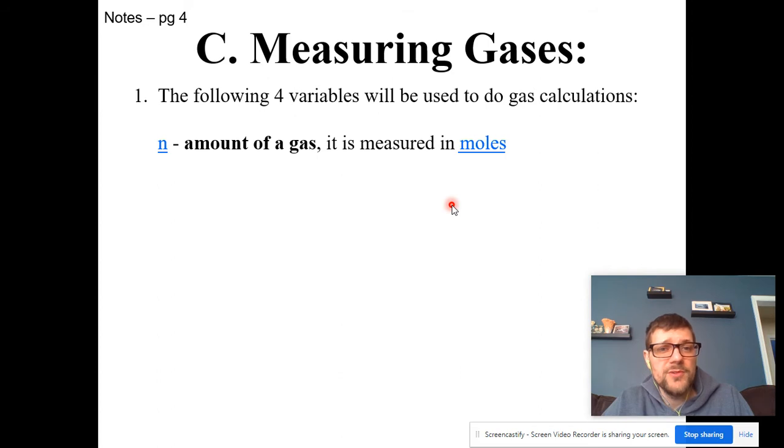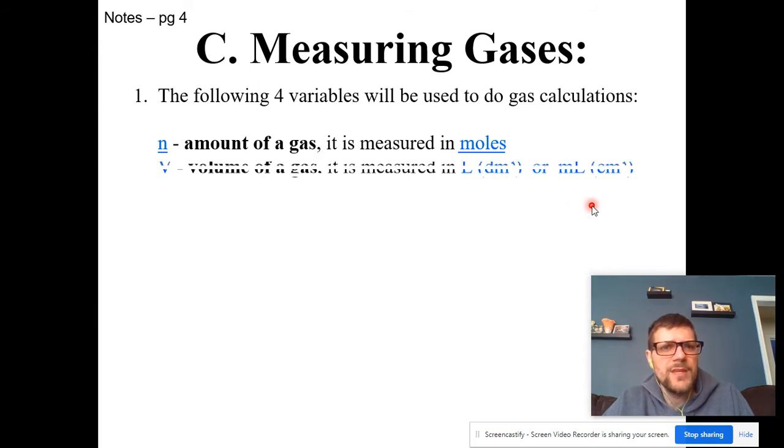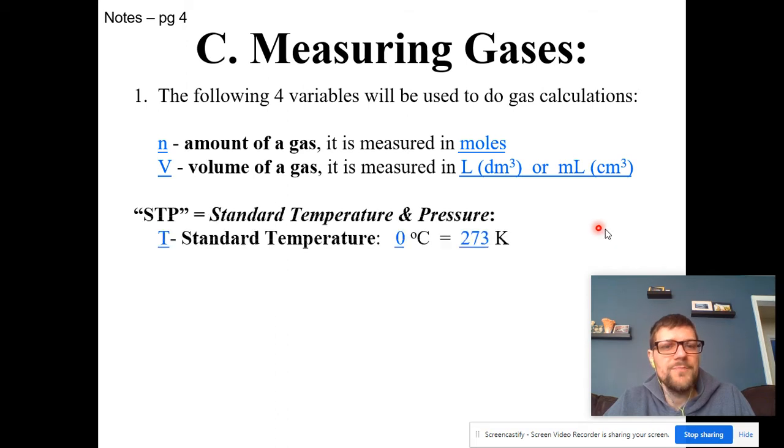So the first variable is the amount of gas that we're talking about. Obviously, if you have more or less of a gas, that's going to affect the calculations that we do when it comes to that mass. So this is going to be measured in moles. How many moles of this gas do we have? And so you might find yourself doing some molar mass calculations as we go along here. The second variable is volume, which can be measured in liters or milliliters. As we get into specific equations, we'll talk about whether one of those is required or not.